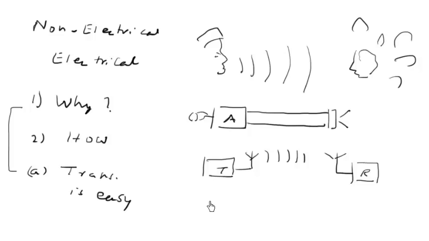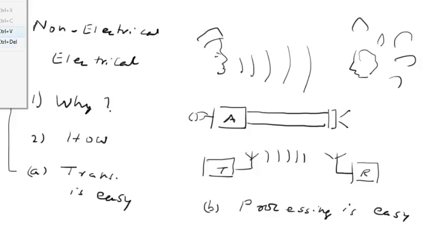Second reason is processing is easy. Let me show you some examples, but again, let me clear the slate first. The first example we have already seen, that of amplification. The output from the mic is quite low and it needs to be amplified. And these days electronic amplifiers are available which easily raise the level of the signal.